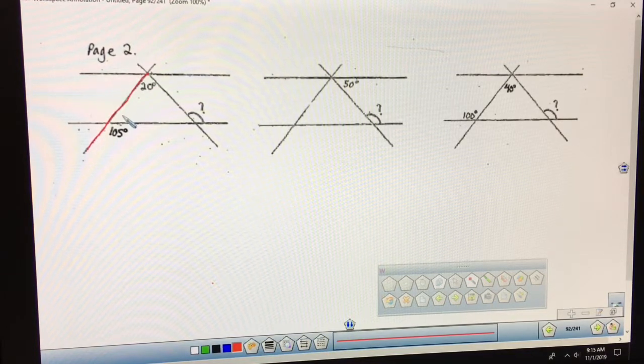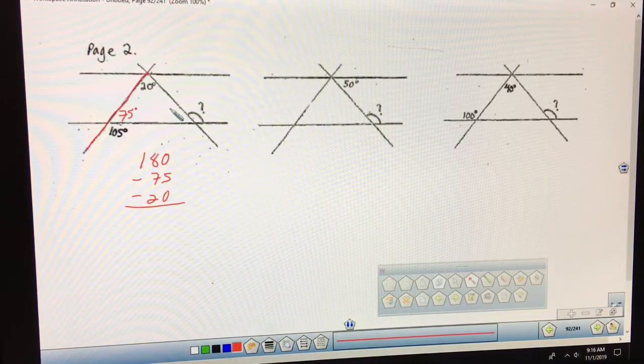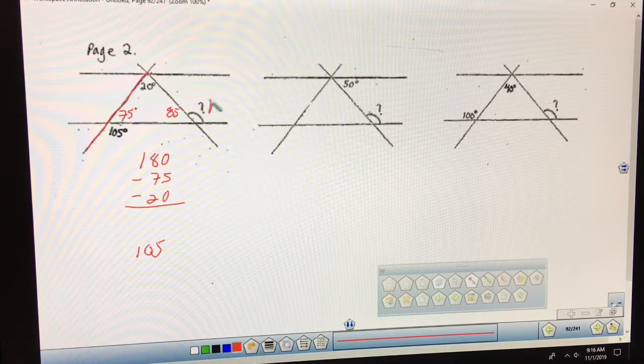So that means that's going to be 75 degrees. Now I have to do 180 minus 75 minus 20. So that's going to give me 95 degrees here. Oh, is that 95? I don't think so. That's 105 minus 20. This here is 85 degrees. That means this question mark angle is going to be 95 degrees. 95, 180 minus 85. Try it on the calculator if you don't believe me. No. Has to be angle sum.